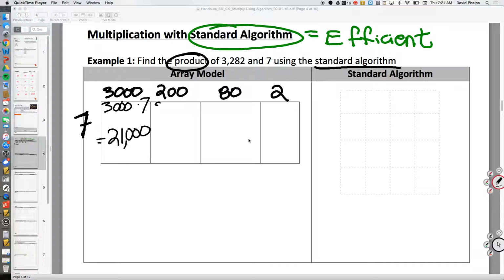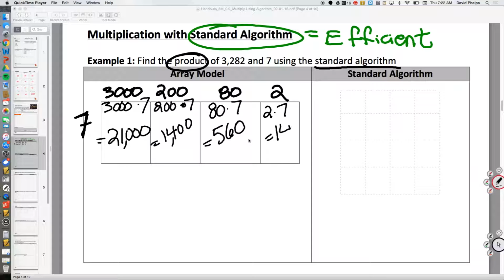Next two numbers, we have 200 times 7. That equals 7 times 2 is 14 with 2 zeros. That's 1,400. Next box, 80 times 7. Try it on your own. 560, nice work. And then 2 times 7 gives us 14. Make sure you have each of these green underlined numbers written in your box. I'll give you 5 seconds to catch up.